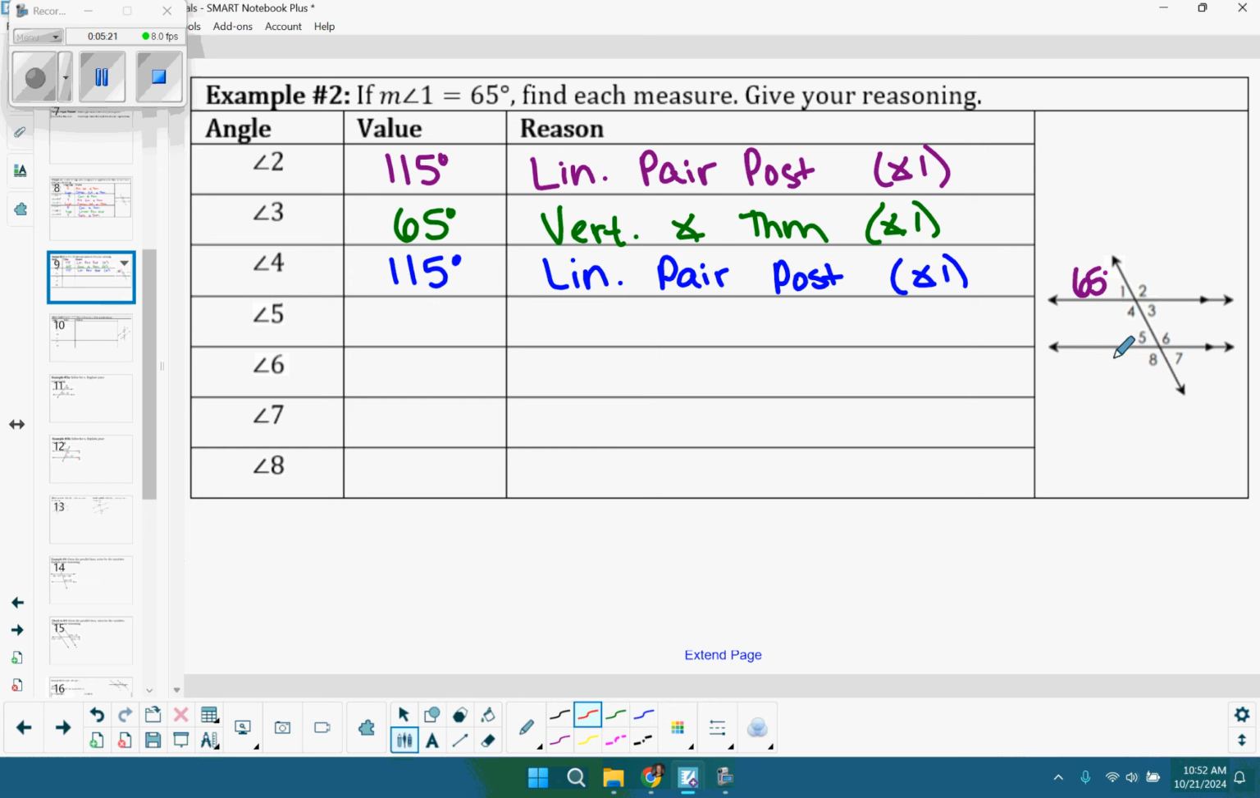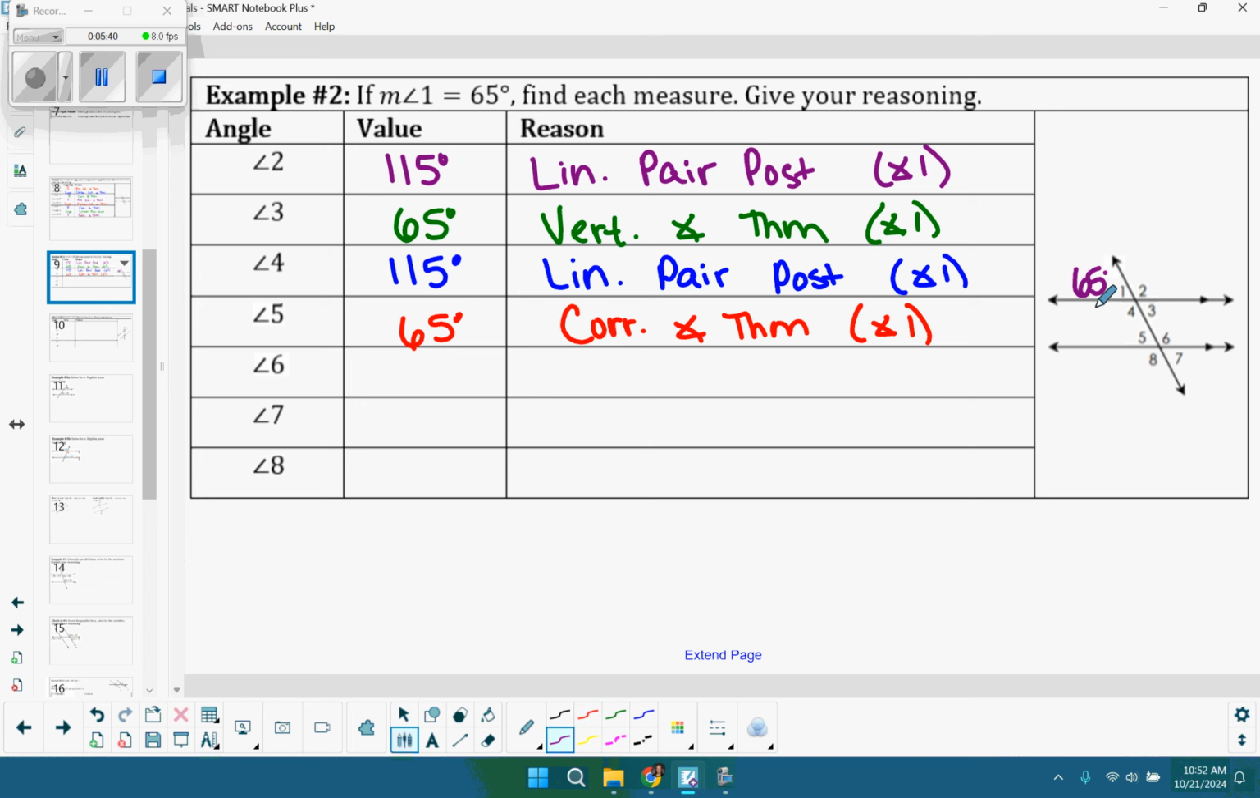And then angle 5 is our first one not in this cluster. Angle 1 and angle 5 are corresponding angles. So we'll use the corresponding angle theorem with angle 1 to say it's congruent to angle 1. It's 65 degrees.